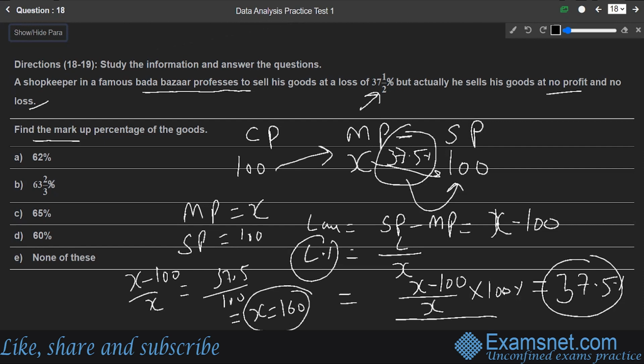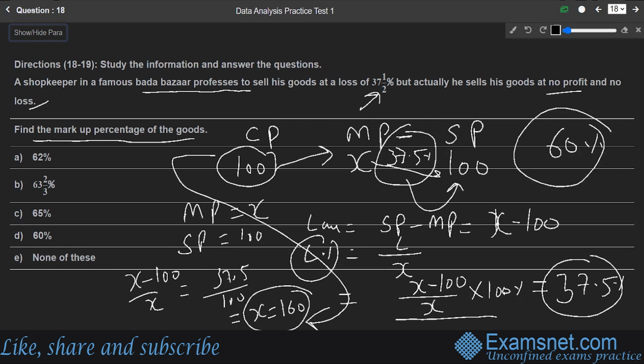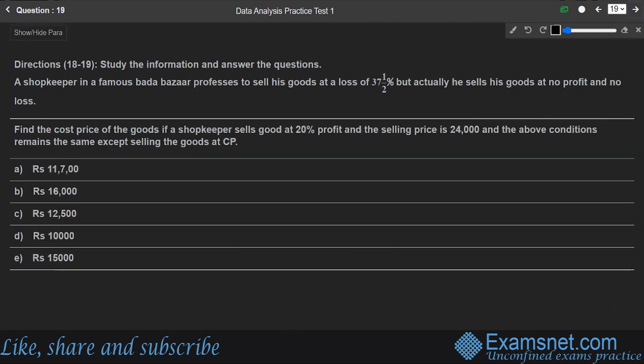They are saying find the markup percentage. So cost price was 100 and they have marked it to be 160. So how much have they risen? They have risen by 60%. So how much is the markup percentage? It's clearly going to be 60%, which is available in option number D.